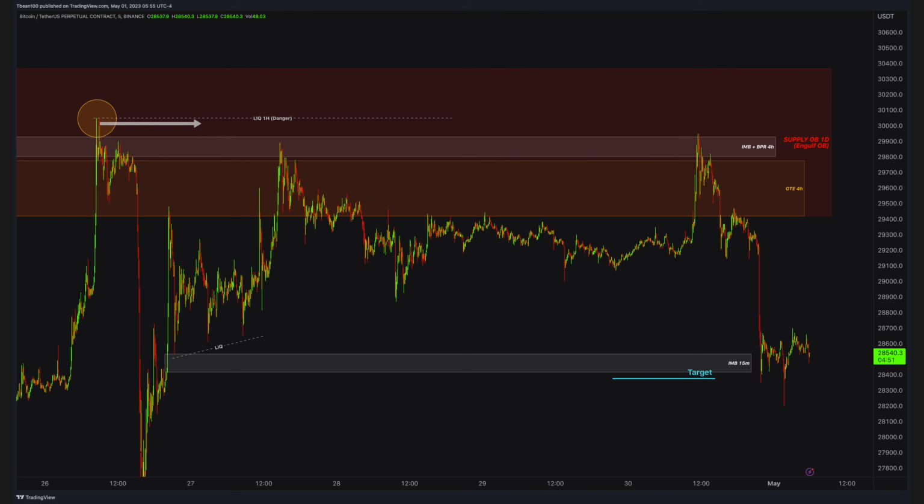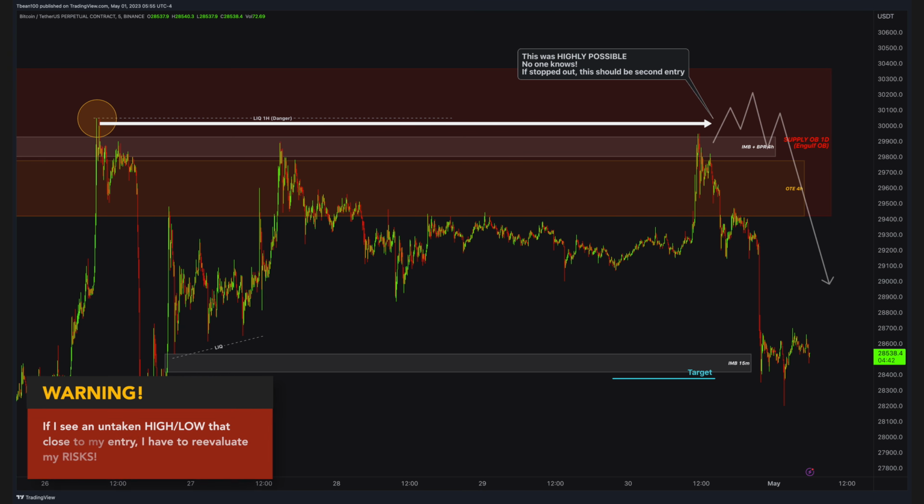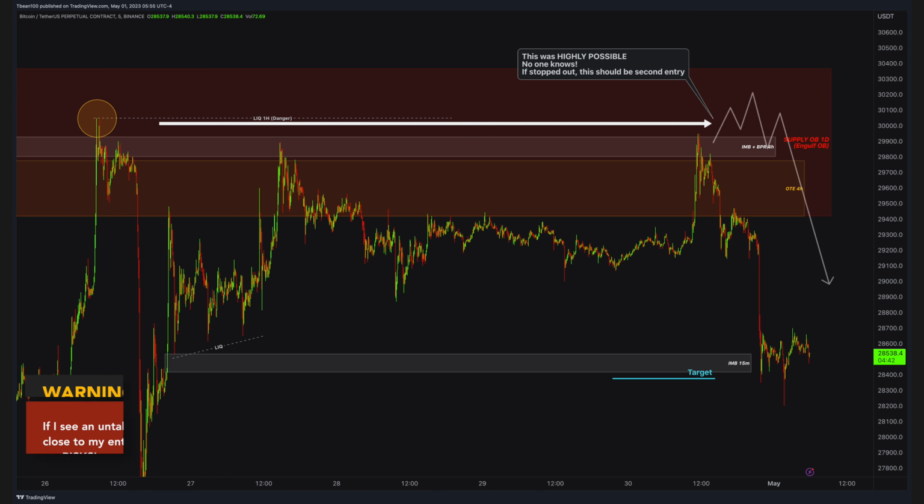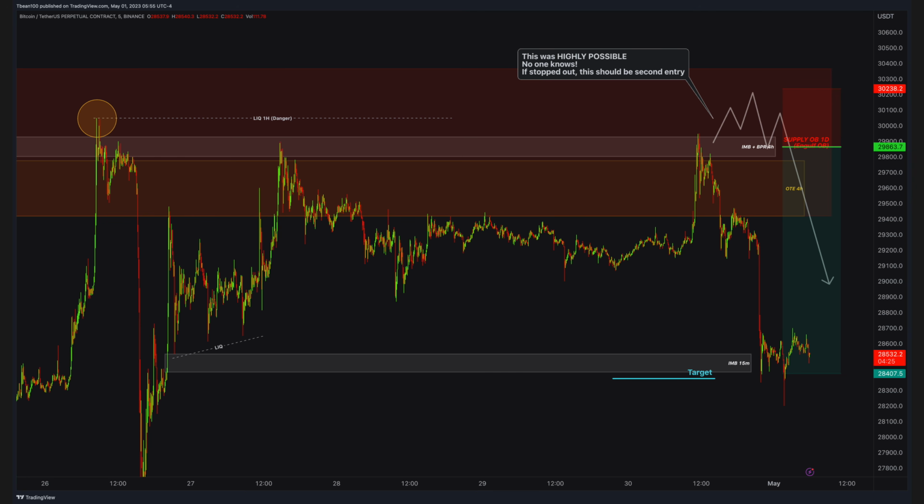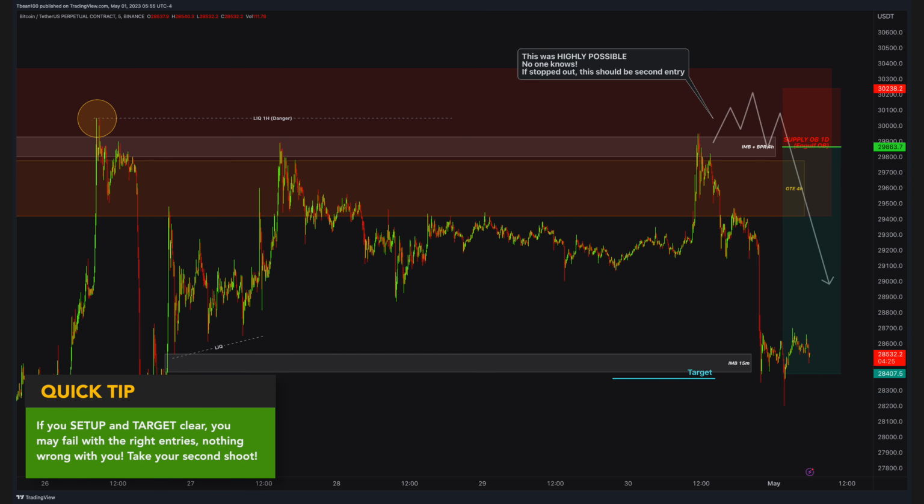This was an extremely close swing high point to our entry, and in my opinion, the price could have easily taken this high out and then made a structure shift. When I have an entry that is extremely close to an untaken swing high or low, I rethink my risk and reduce it. This was a possible case. No one in the world knows all this for sure. If you stopped out with the previous trade, this should have been your second try. Why? Because we have an extremely clear trading setup here with an amazing target below.